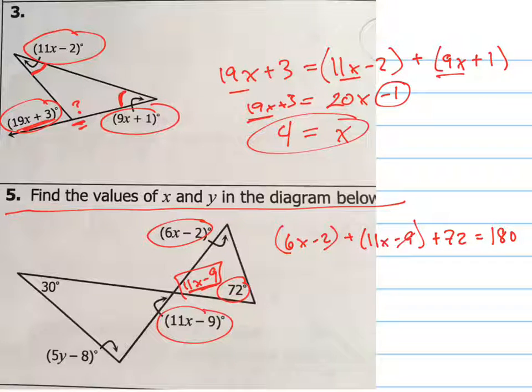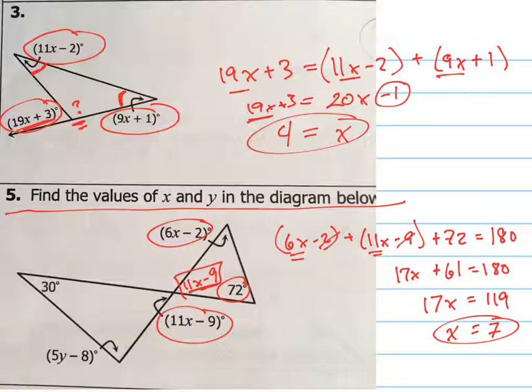So this is minus 11, so this is plus 61, and 6x plus 11x is 17x equals 180. Check my math here, make sure I'm not making a mistake. So 17x equals 119, and I hope that's divisible by 17. What's 119 divided by 17? 7. Perfect. So there's x. Now plug that into here. And then you get 68.